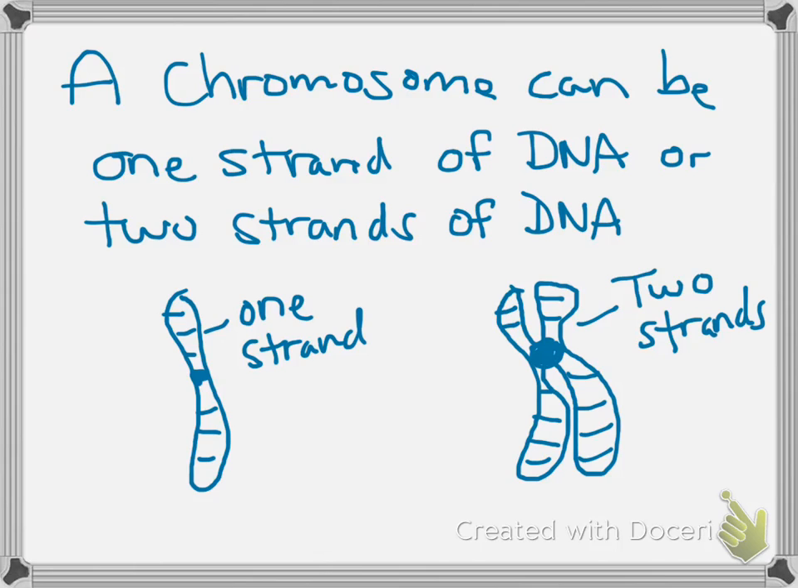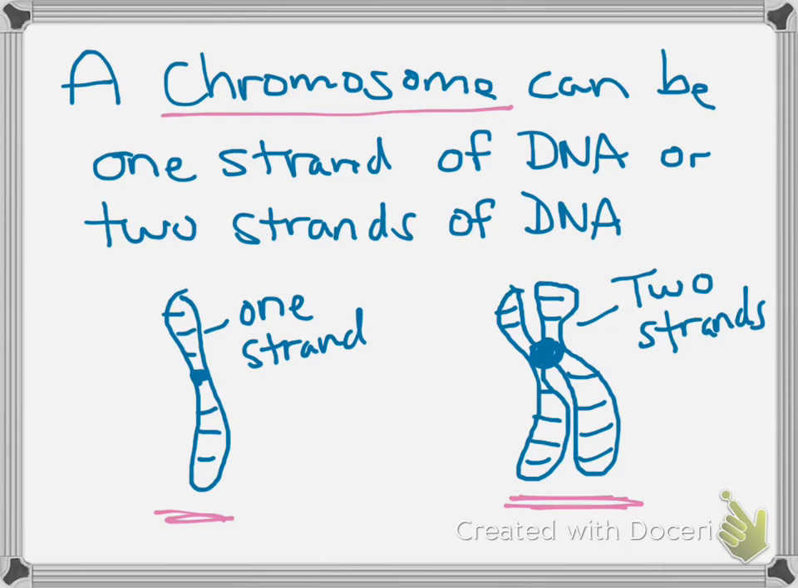A chromosome can be one strand of DNA or it can be two strands of DNA. So what happens is when you're going through cell division, you start out with this two-stranded chromosome and you end up with a one-stranded chromosome. But they both have the same name. They're both called a chromosome. Okay, so this is important. This is going to come into play when we look at mitosis, which is the nuclear division of the cell, where we're making two nuclei before the cell completely divides.